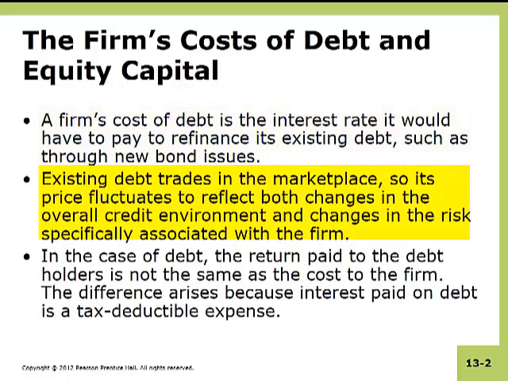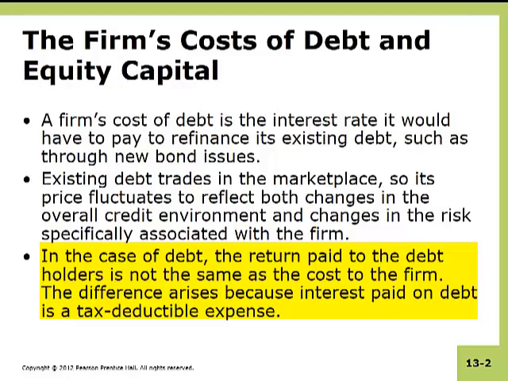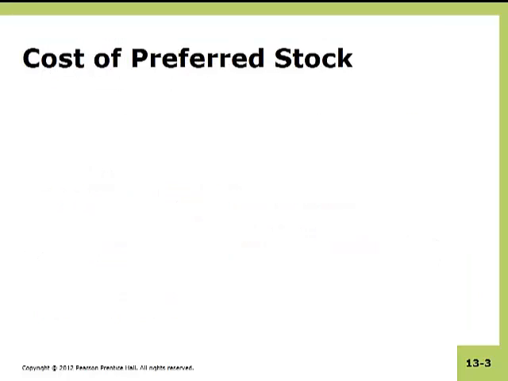Existing debt trades in the marketplace, so its price fluctuates depending on what happens to interest rates within the economy. The return paid to the debt holders is not the same as the cost of the firm. The difference arises because interest paid on debt is a tax-deductible expense for the firm, but the interest received by the bondholders is higher. So Uncle Sam is paying part of the interest to those bondholders. This is an important point. So these are the 3 important points of the cost of debt.